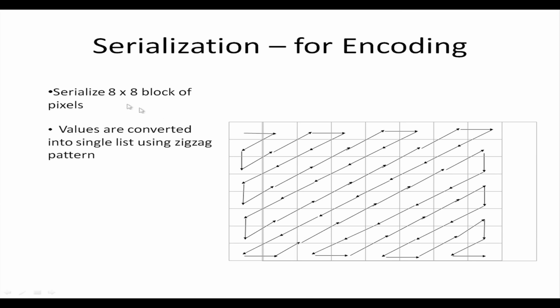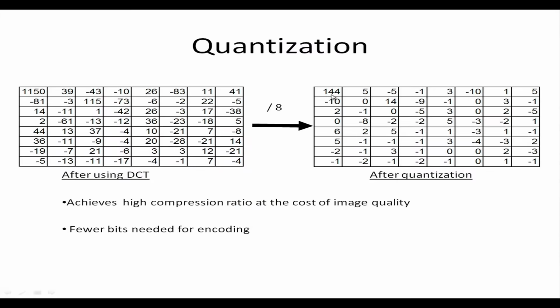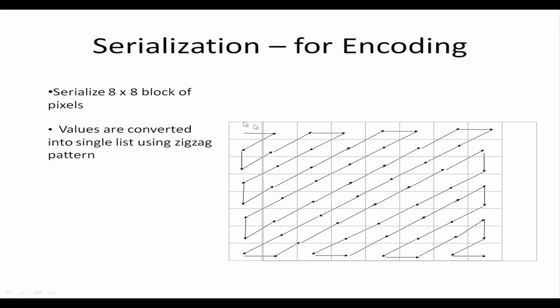Each of the 8 by 8 blocks will be serialized with respect to some order. So, if I serialize this, I will get an array of some integers, right. Now, how do I serialize it? The serialization is done using a zigzag pattern. Why in a zigzag pattern?